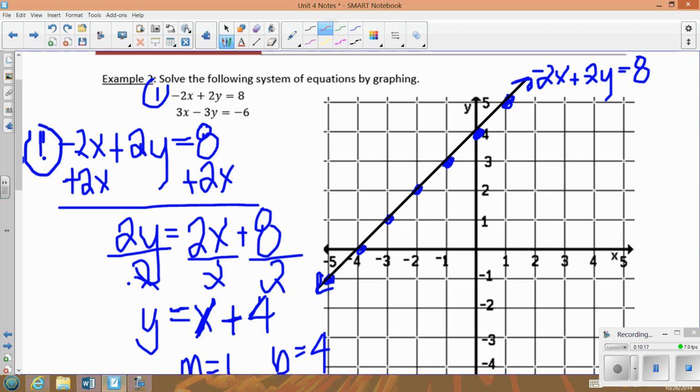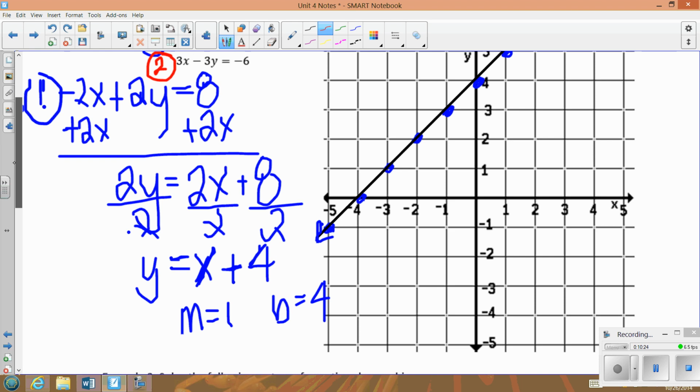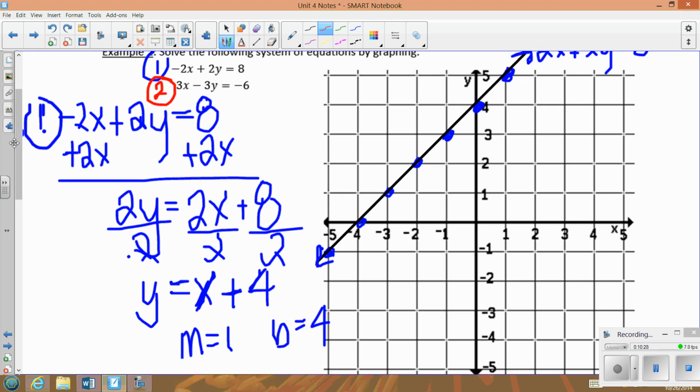And then I'm going to take my second equation. I'm going to solve that. Let me just erase what I have here.